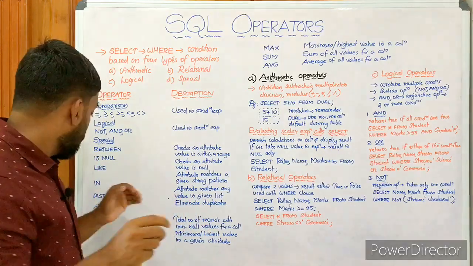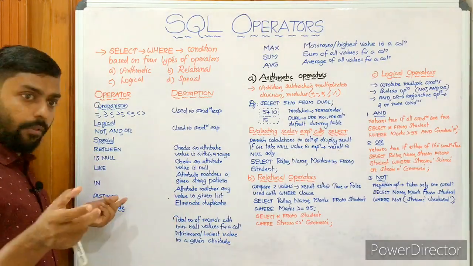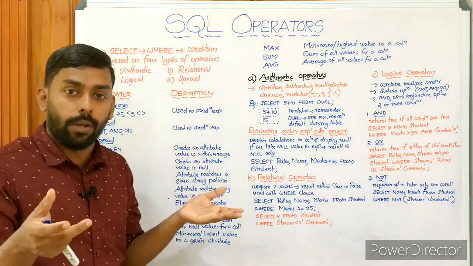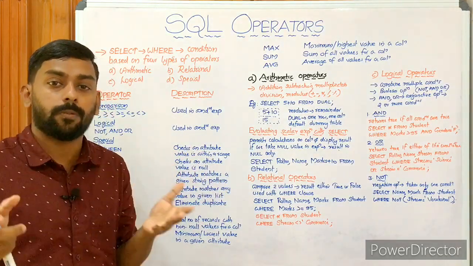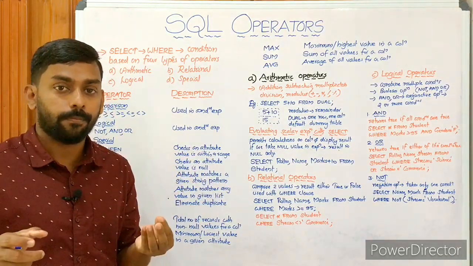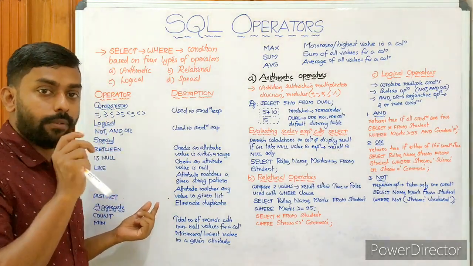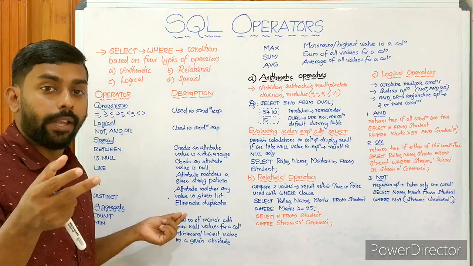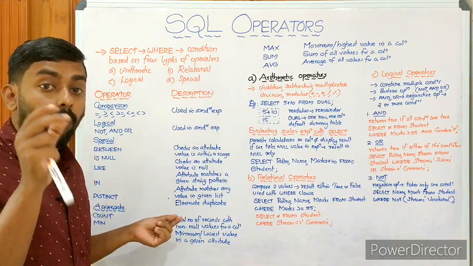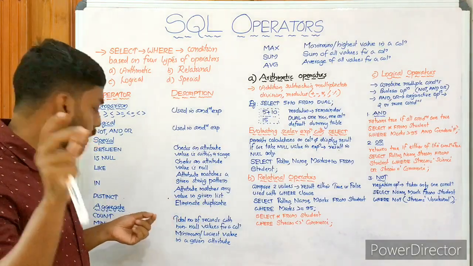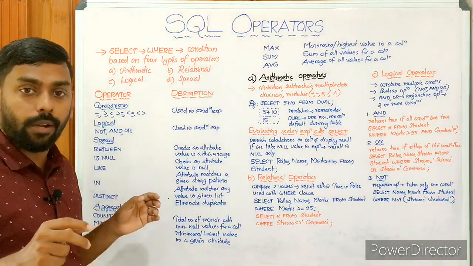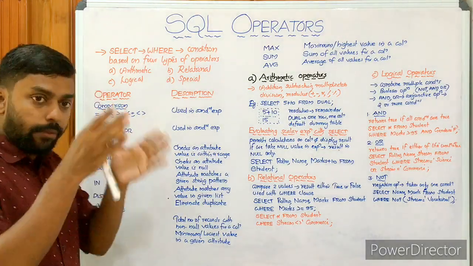Then we have distinct. We have already applied distinct in our previous session. It eliminates duplicate values, ensuring unique values, right? So these are the special operators: between two values.